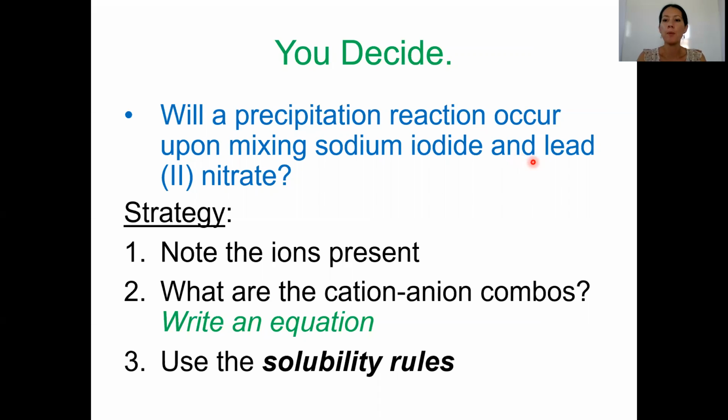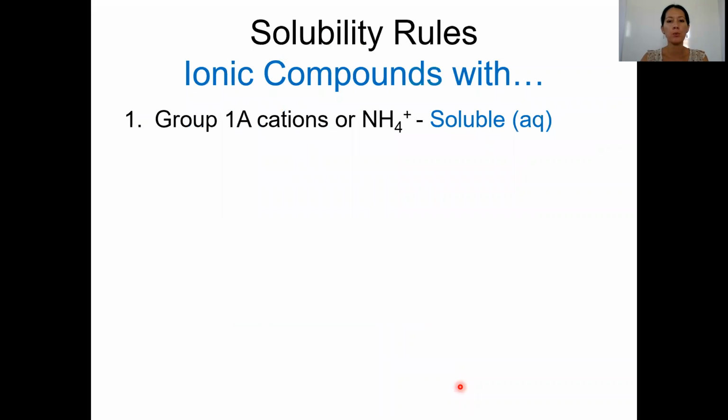So let's just learn about this by going through an example. You're going to decide, will a precipitation reaction occur upon mixing sodium iodide and lead nitrate? And we're going to find out what that is if there is a precipitation that occurs. Your general strategy is note the ions that are present, and then you're going to identify new cation-anion combos. I'm going to show you what I call the inside-outside method, and you'll write an equation for this. You'll need to use the solubility rules at the end to decide if you do have a solid or something aqueous. So here are the solubility rules.